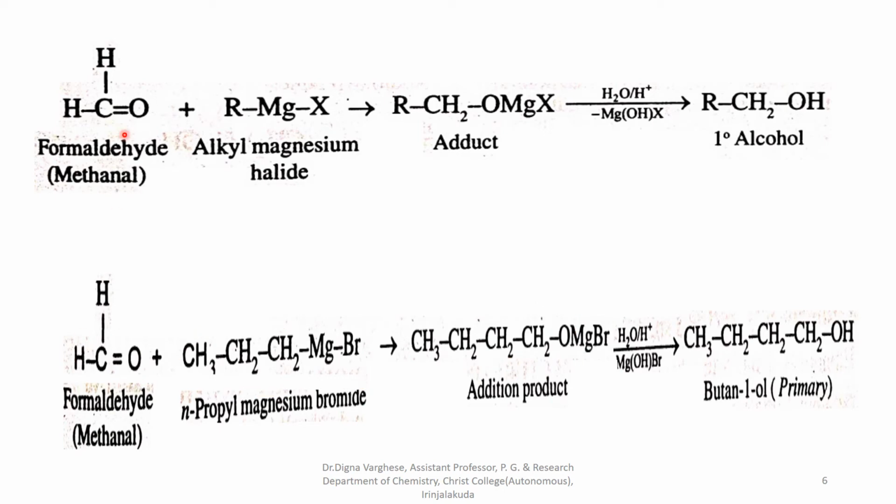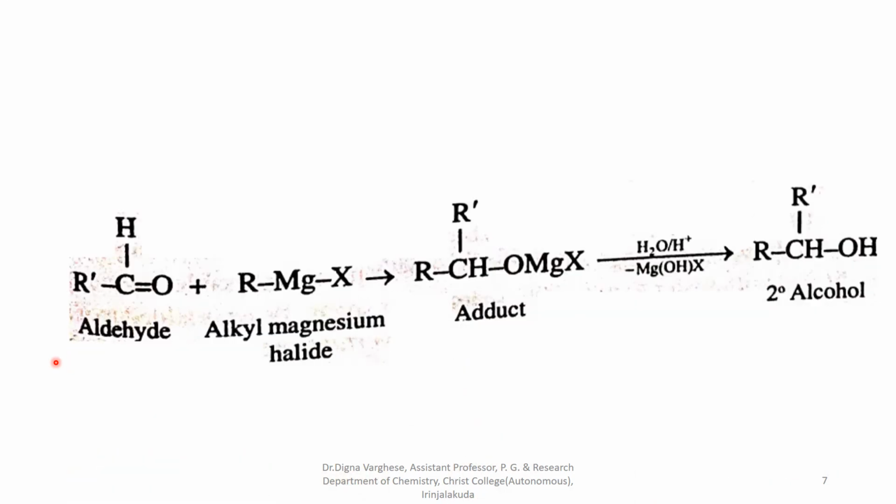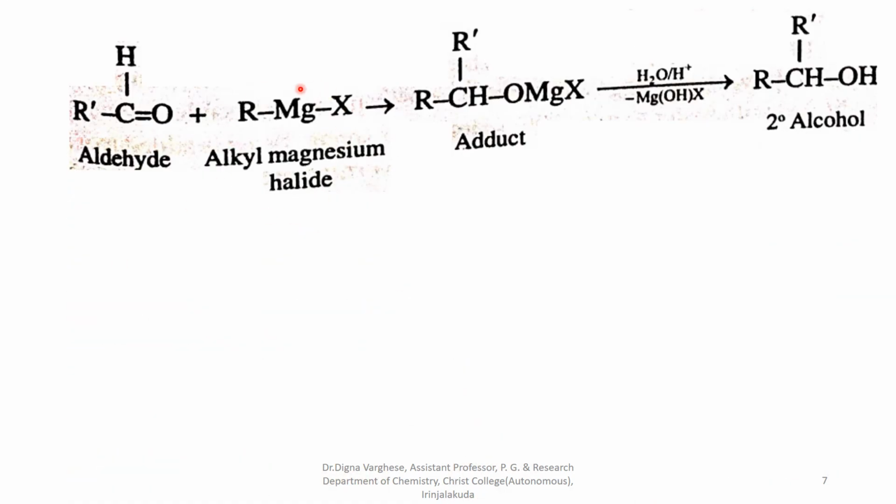So you can see here, when formaldehyde is used with alkyl magnesium halide, we will get a primary alcohol. Here you can see an aldehyde other than formaldehyde reacts with alkyl magnesium halide. It forms the same way as that of formaldehyde. First it forms an addition product or adduct, which undergoes acid hydrolysis to give secondary alcohols.